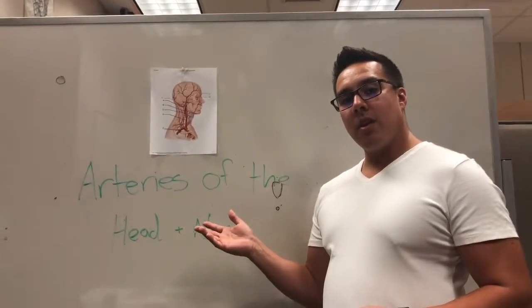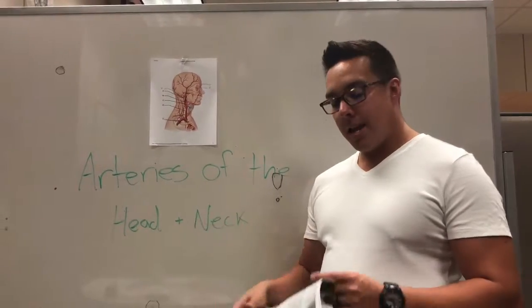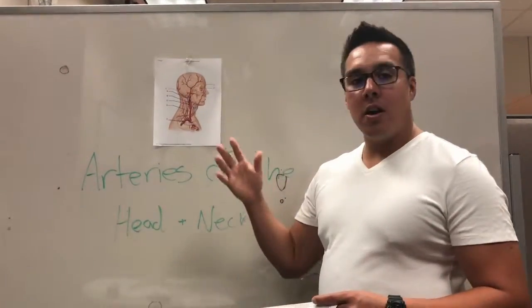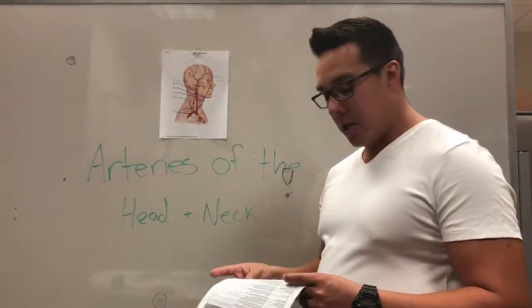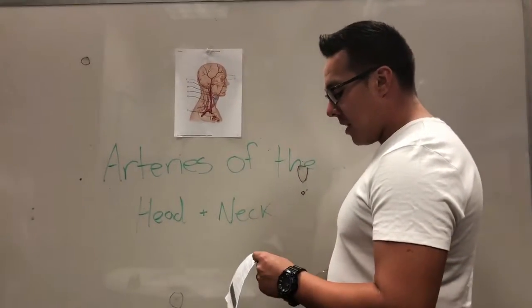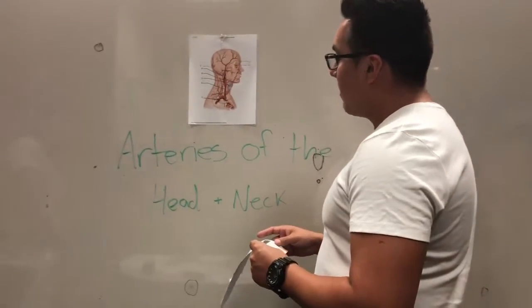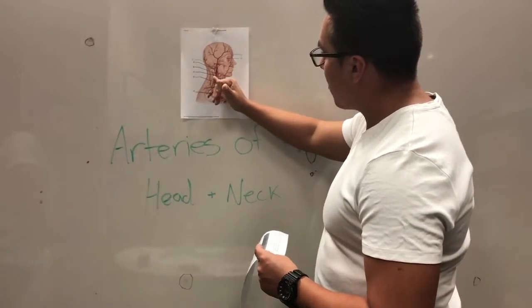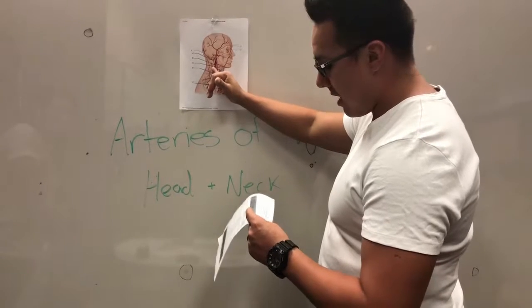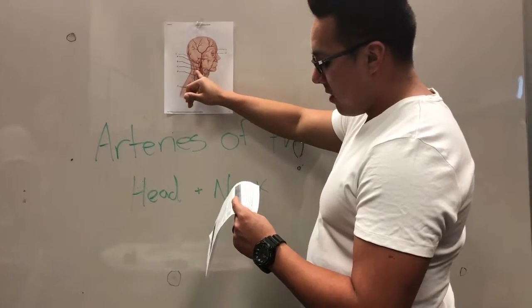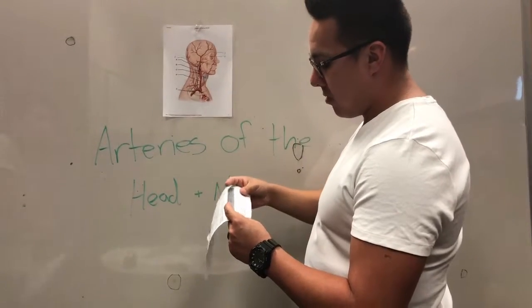Next, we have the arteries of the head and neck. I'm going to describe what they are and how they branch off from each other. So starting off, we have the vertebral arteries, which branch off from the subclavian, which would be this portion, the posterior part of the neck. And from there, they form into the basilar arteries, which form by the merging of the vertebral arteries.